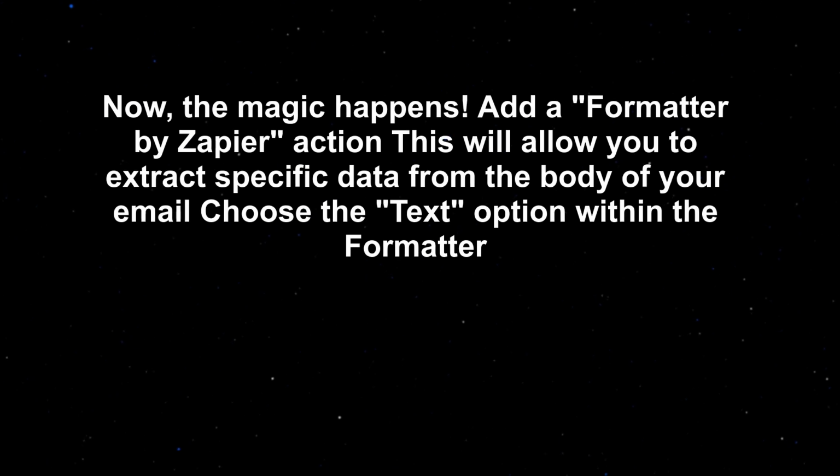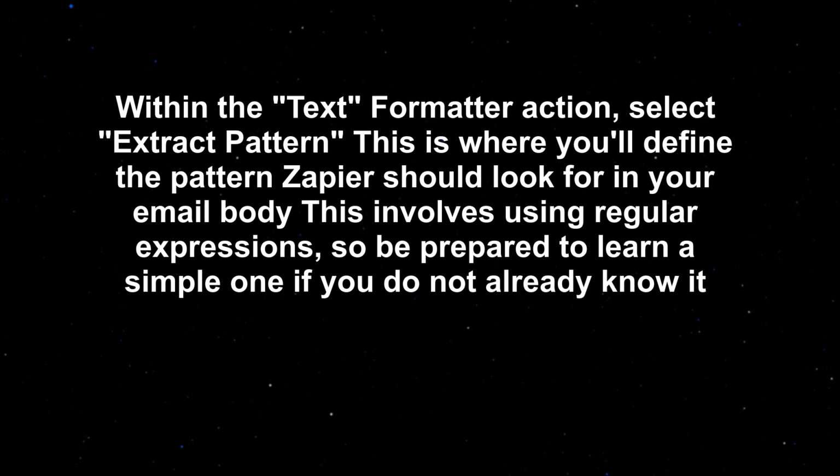Now, the magic happens. Add a Formatter by Zapier action. This will allow you to extract specific data from the body of your email. Choose the text option within the formatter. Within the text formatter action, select Extract Pattern. This is where you'll define the pattern Zapier should look for in your email body. This involves using regular expressions, so be prepared to learn a simple one if you do not already know it.